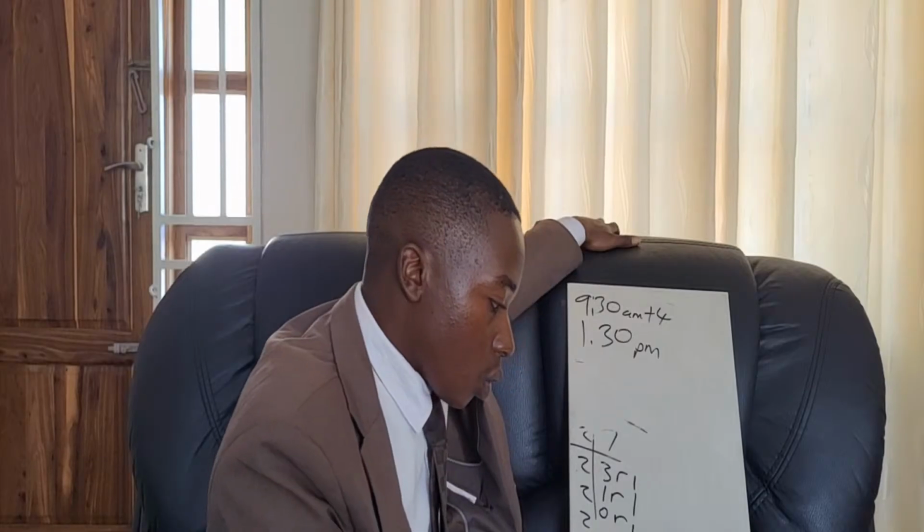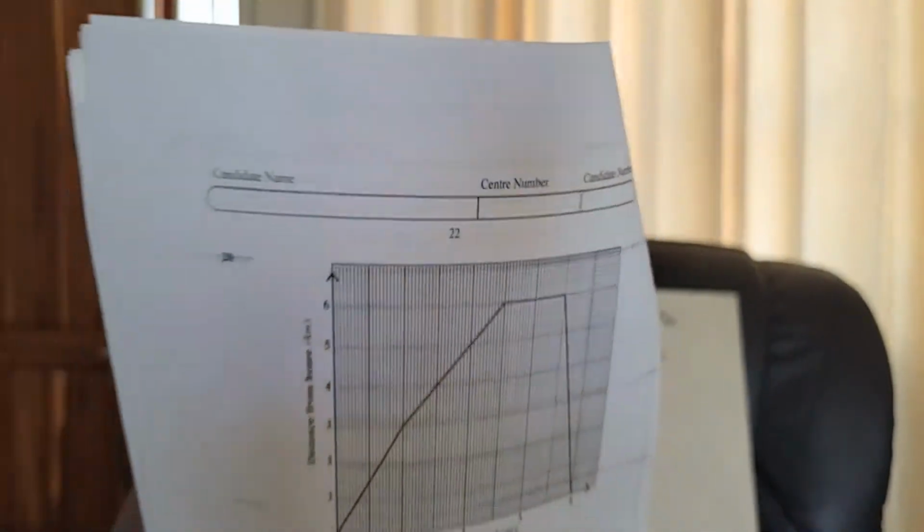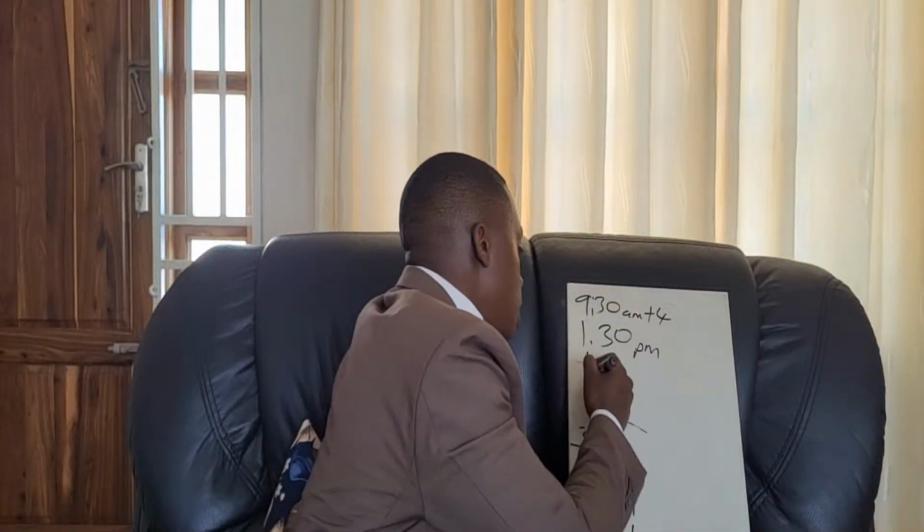Total distance he walked. If you calculate, going out he walked 6 kilometers. So going and coming back, it's 6 plus 6, and then it becomes what? 12 kilometers.